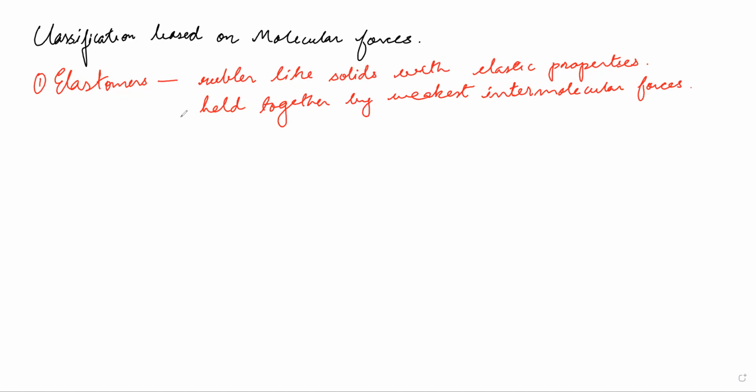And what are the examples for elastomers? Let us say examples. It is Buna S, then Buna N, and neoprene. These are examples of elastomers. Okay, then they are having cross-linked structures. So these are the minimum points which you need to know. Okay, next category is fibers.